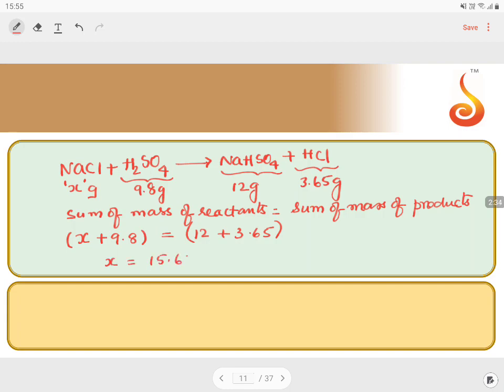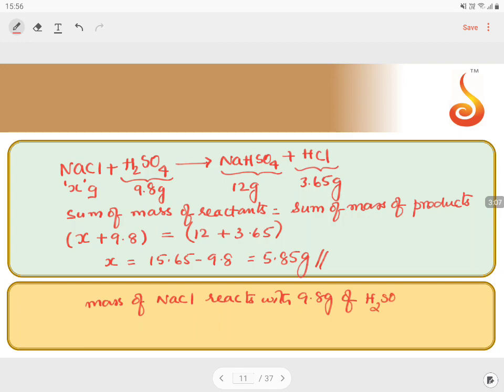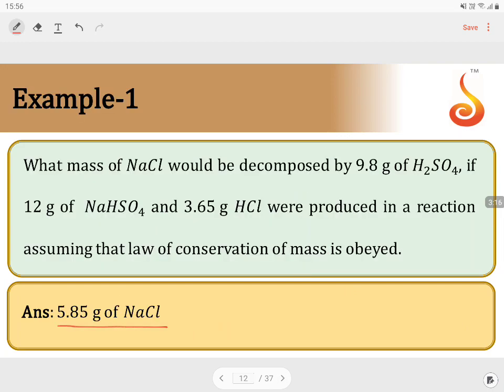is 15.65 minus 9.8, which is equal to 5.85 grams. If you solve, we get 5.85 grams. So according to the data, the mass of NaCl that reacts with 9.8 grams of H2SO4 will be equal to 5.85 grams. Let us check this answer. So the answer is 5.85 grams.